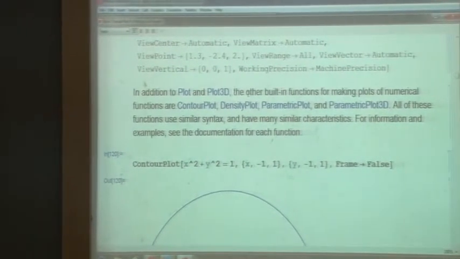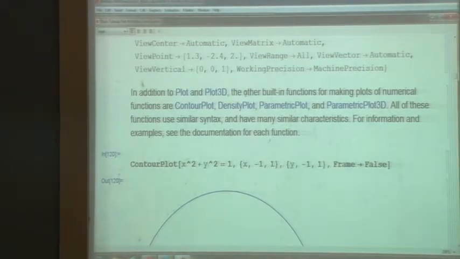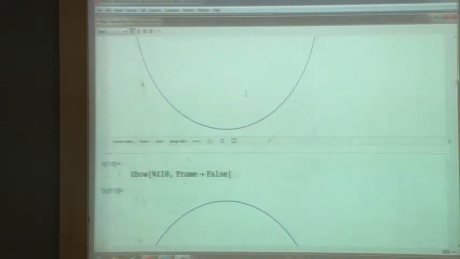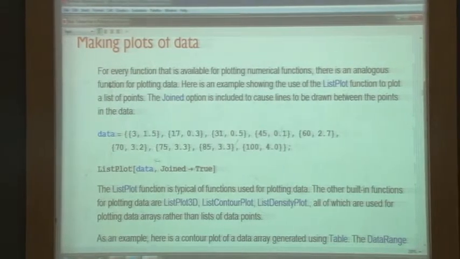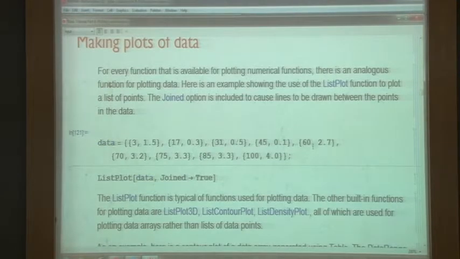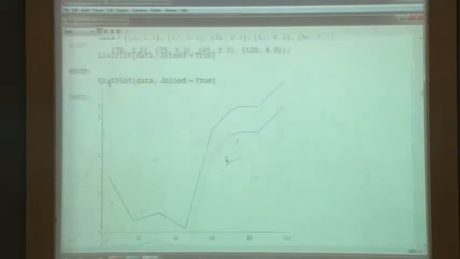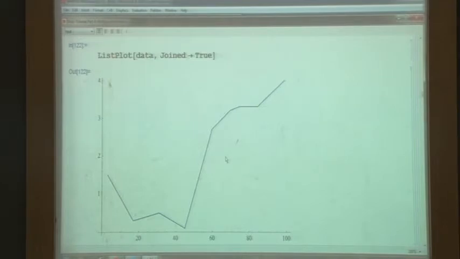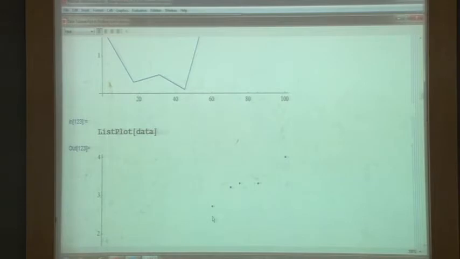Yeah, so depending on the kind of problem you are facing, you could use those different ones. All right. But let's try to talk about how we can plot data. Let's take a look. So the first thing that we can do is we can generate data. All right, and then we can just click on list plot and join true. So what happens if I remove the join true? What happens is I will have only the points.